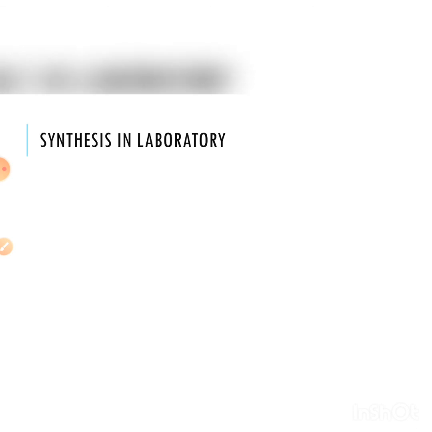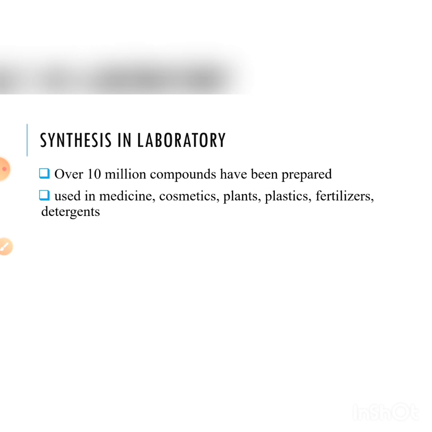Another way to get organic compounds is by synthesizing them in laboratories. Over 10 million compounds have been prepared, and these compounds are used in medicines, cosmetics, plants, plastics, fertilizers or detergents. As you must have read before, in ancient times it was thought that organic compounds could only be derived from living organisms. But Friedrich Wohler synthesized an organic compound, that is urea, from an inorganic compound, that is ammonium cyanide. So what he did, he basically synthesized an organic compound in the laboratory. Now we have developed different synthetic schemes to synthesize many organic compounds, and most of these are employed in the synthesis of medicines and drugs.